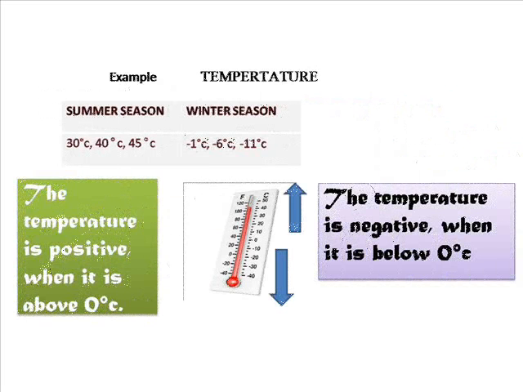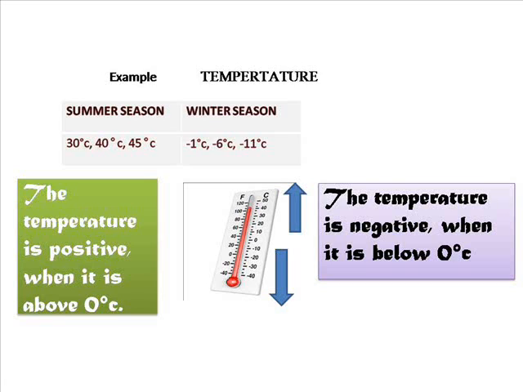To understand positive and negative numbers in a better way, temperature is the best example. In summer season, temperature will be 30 degrees Celsius, 40 degrees Celsius, 45 degrees Celsius. That means temperature is above 0 degrees Celsius. The numbers 30, 40, 45 are positive numbers and are to the right of 0.